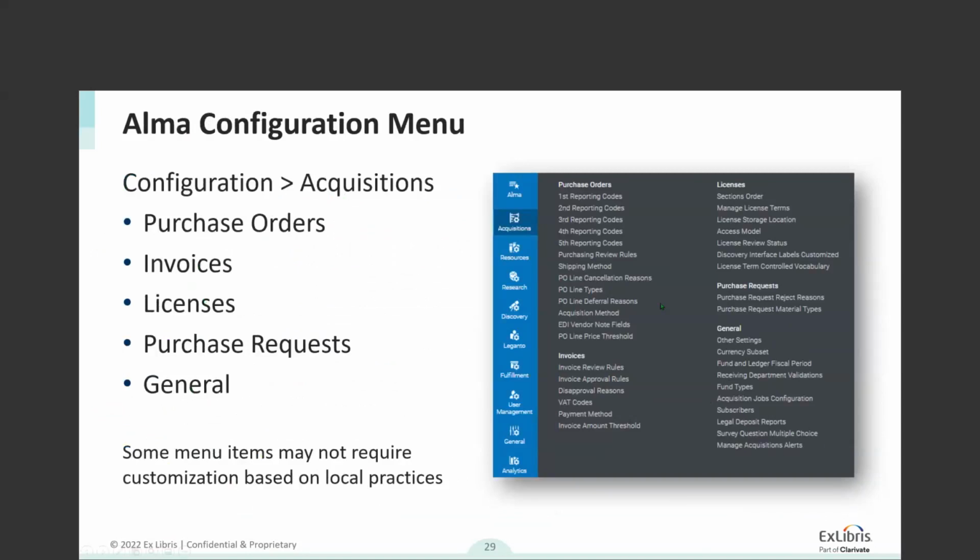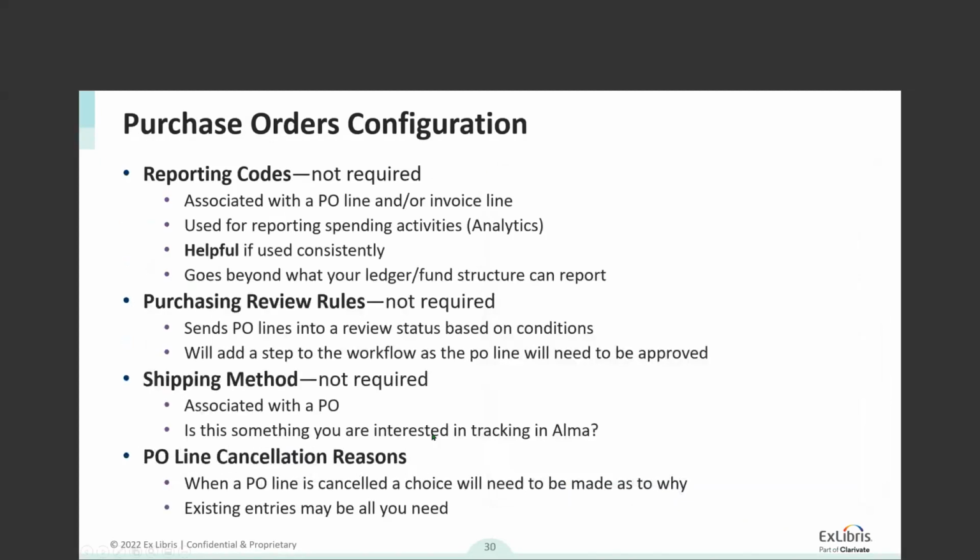So this would all be done at the institution level. Let's go ahead and take a look at what these will look like. Reporting codes. We're going to see these when we create purchase order lines. They are not required. They're associated with a PO line and or an invoice line, so it's tracking how you spend your money. Used for reporting spending activities in analytics, so there's a benefit there. They're helpful as long as they're used consistently. And it goes beyond what your ledger and fund structure can report.